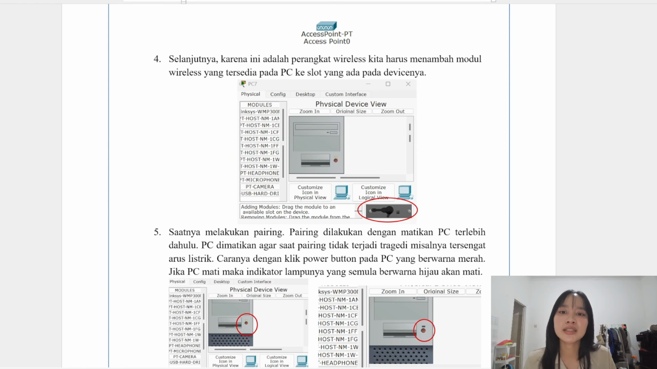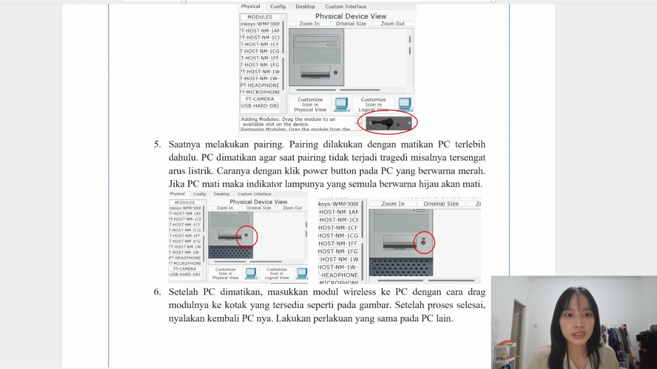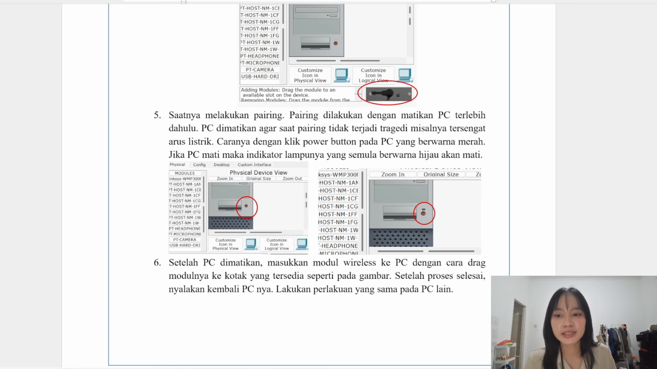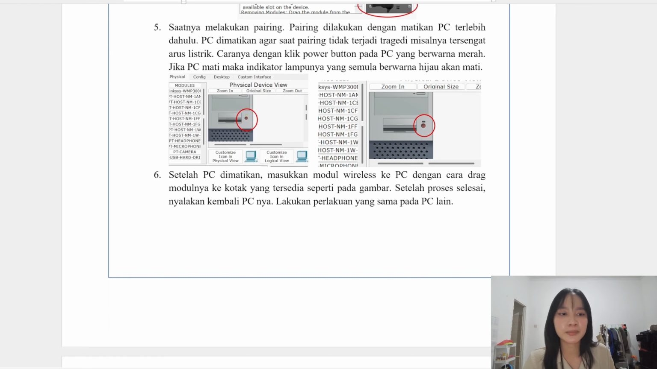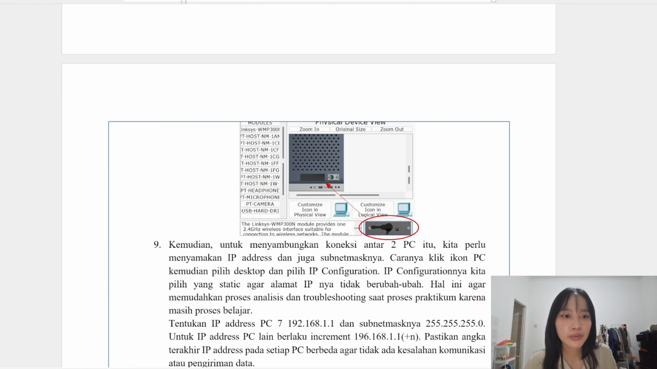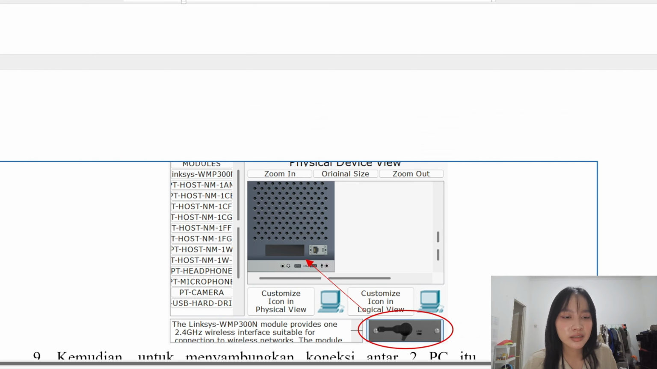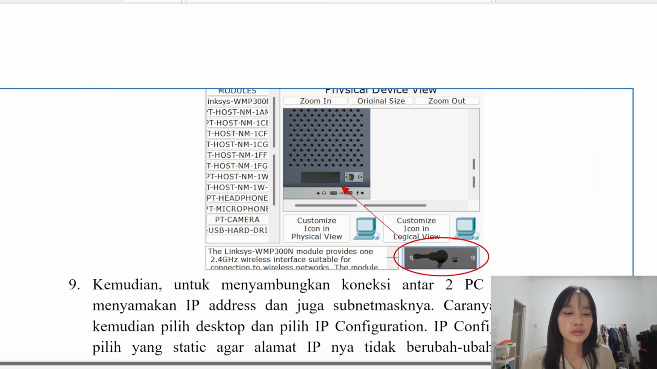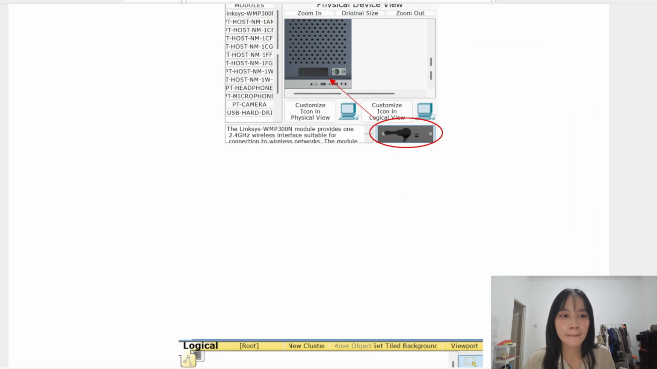Pairing is done by turning off the PC first. The PC is turned off so that no accident occurs during pairing, such as electric shock. To do this, click the red power button, and when the PC is turned off, the indicator light which was originally green will turn off. After the PC is turned off, insert the wireless module into the PC, and this is how we do that. Just drag that module to the blank area on the PC.